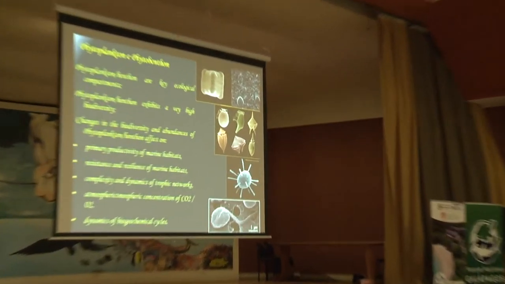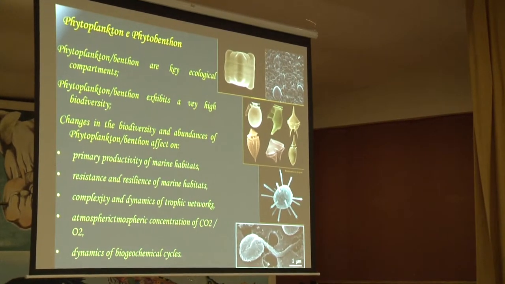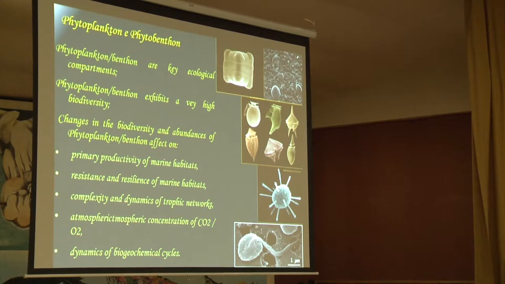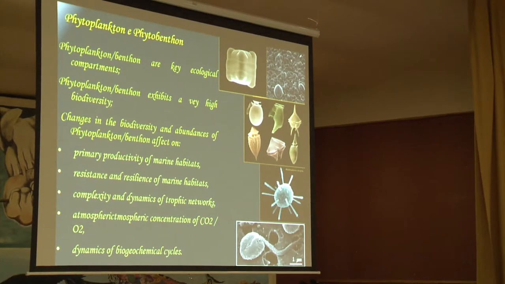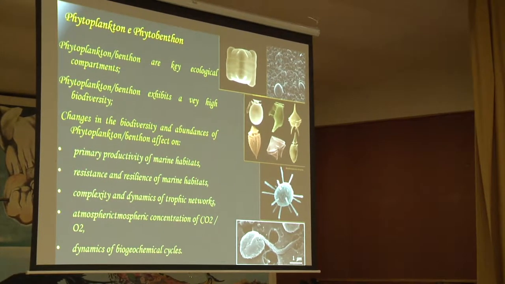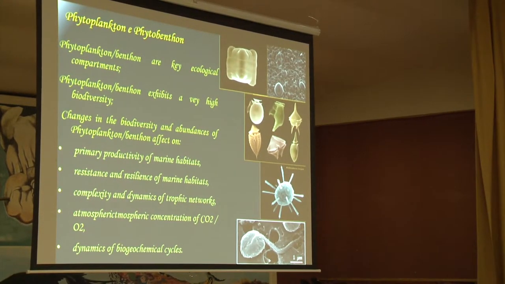So when in marine ecology we speak about phytoplankton or phytobenthic microcommunity, we speak of ecological communities that are quite well studied, especially the phytoplankton community. This is for several reasons. First of all, because they are, of course, key species, a key community for any trophic web, in all the sea and all aquatic environments. Then also because they are quite diverse. And they have other important functions in the ecosystem.